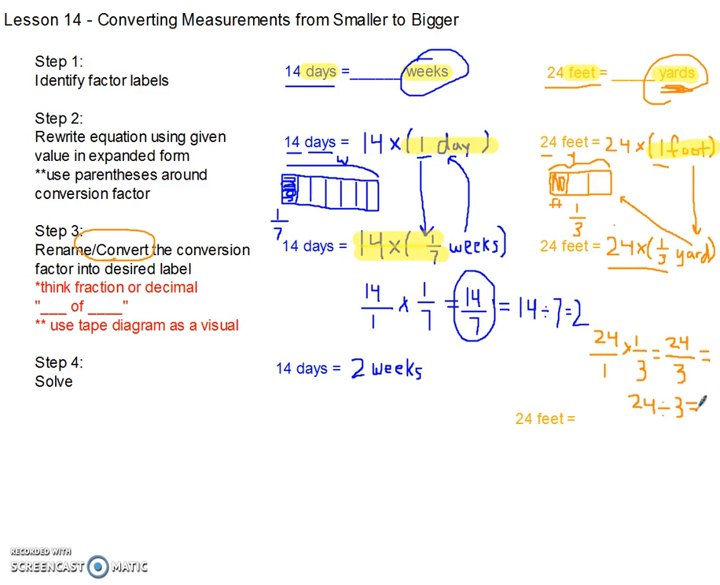And we know that that answer is 8. So 24 divided by 3 is 8. So 24 feet is equal to 8 yards. And that is how we convert measurements, moving from a smaller number into a bigger number, or bigger unit size.